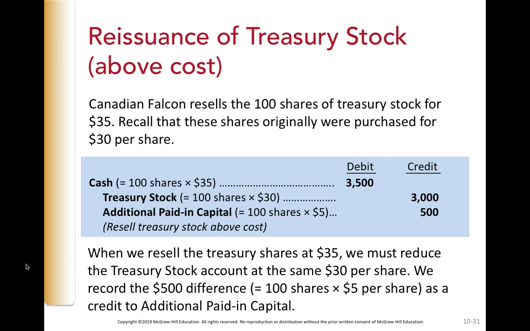When we resell treasury shares at $35, we must reduce the treasury stock account at the same $30 per share. We will record that $500 difference, which is made up of 100 shares at $5 per share, as a credit to additional paid-in capital.